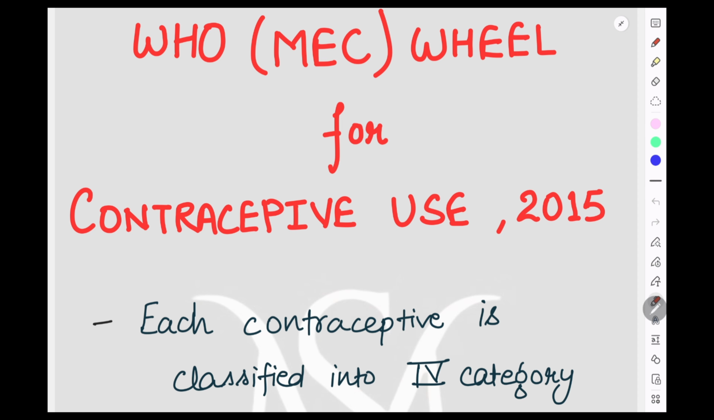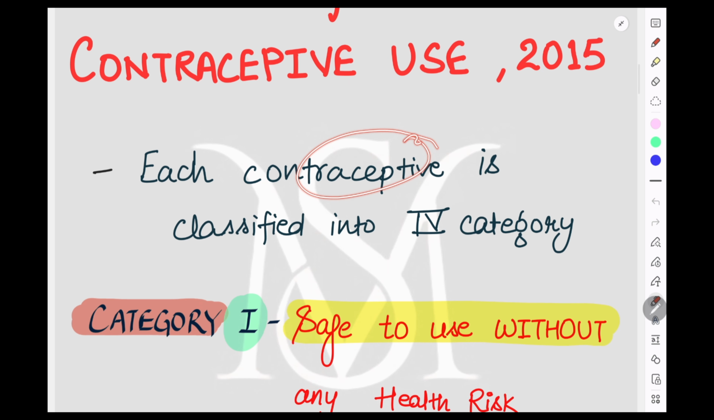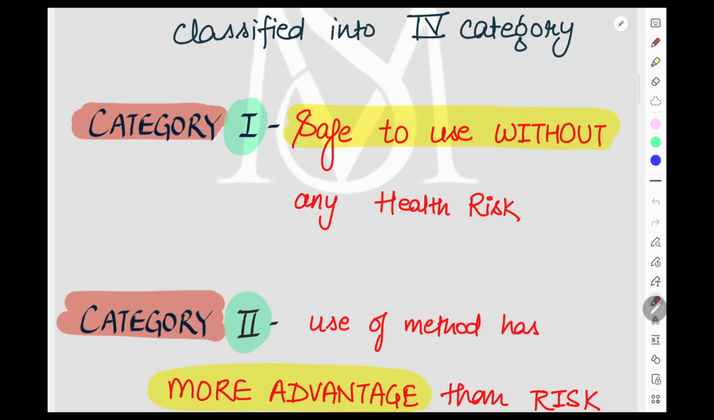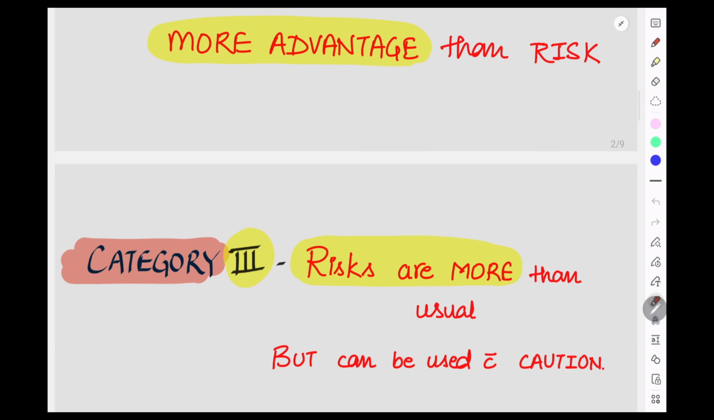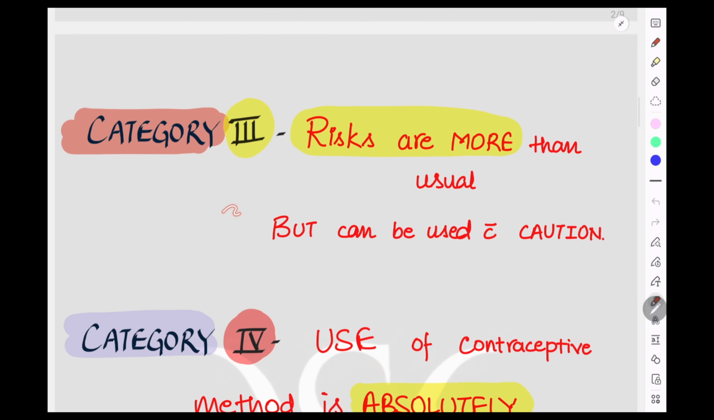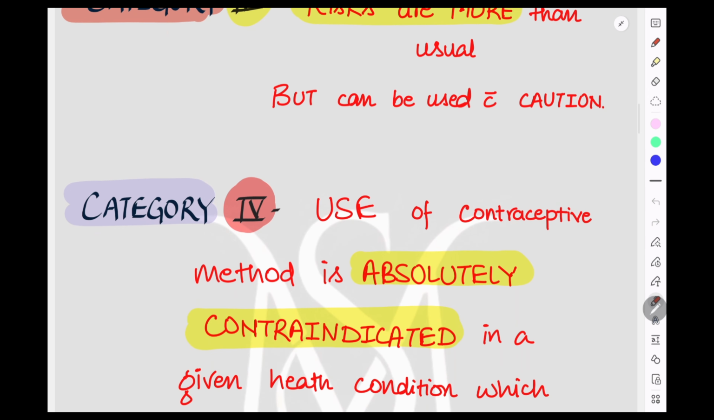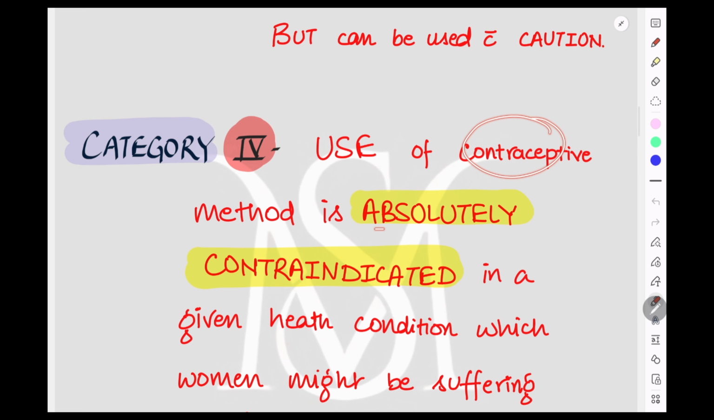According to WHO, each contraceptive is classified into four categories. In category 1, the contraceptives are safe to use without any health risk. In category 2, use of the contraceptive method has more advantage than risk. In category 3, the risks are more than usual but it can be used with caution. In category 4, the use of the contraceptive method is absolutely contraindicated in a given health condition.